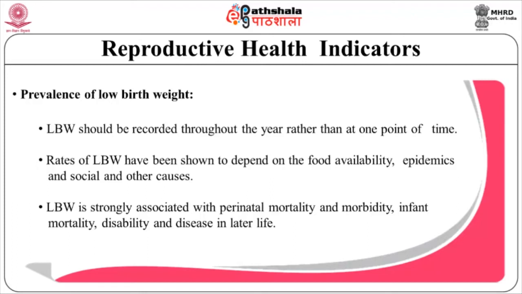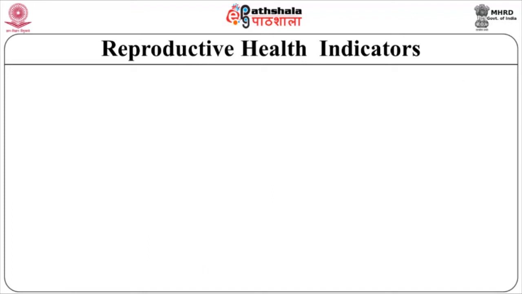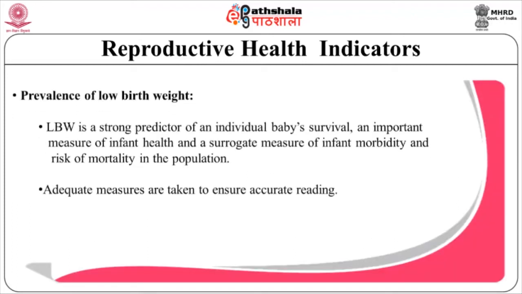Rates of the low birth weight have been shown to depend on the food availability, epidemics and social and other causes. Low birth weight is strongly associated with the perinatal mortality and morbidity, infant mortality, disability and disease in later life. Low birth weight is a strong predictor of an individual baby's survival, an important measure of the infant health and a surrogate measure of the infant morbidity and risk of mortality in the population. Adequate measures are taken to ensure the accurate readings.